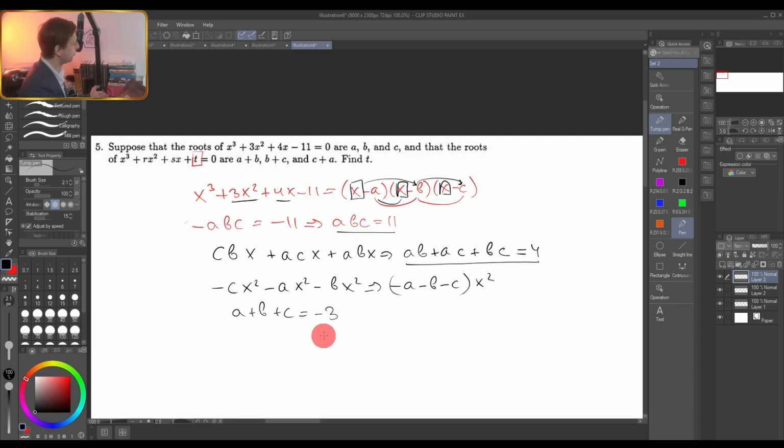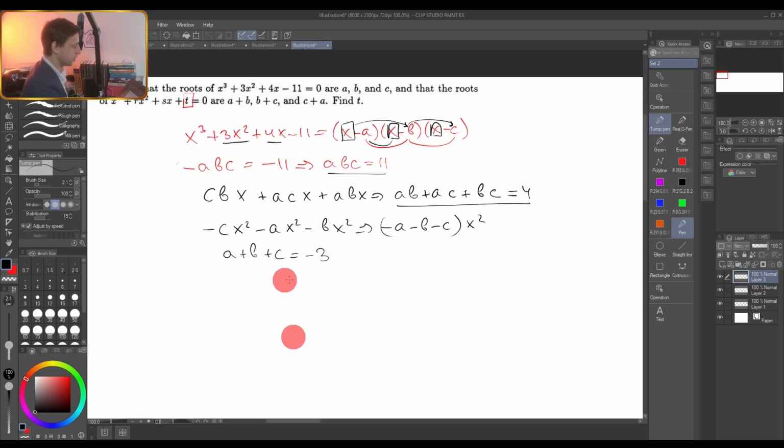Let's sum up what information we could get from our first condition. So this is first. Another thing that we have here is ab plus ac plus bc equals 4. That's what we have. And abc equals 11. That's what we can get from the condition that this equation has roots a, b, c. This is it, nothing more. It is like the maximum that we can get from it.